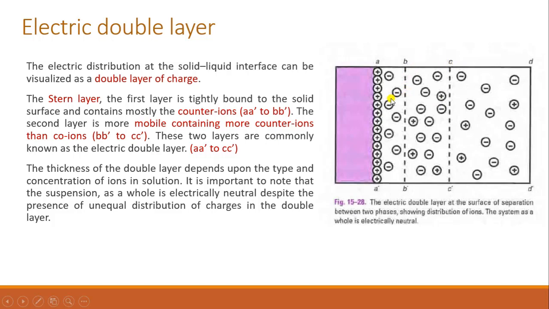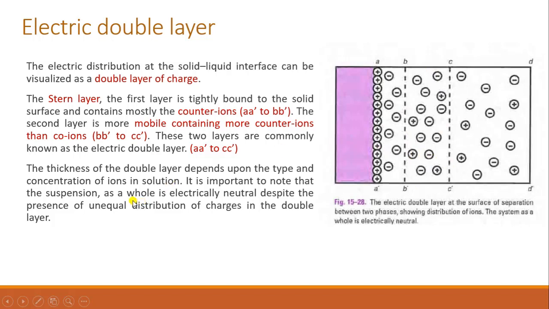So as I have explained, potential at BB dash is still positive because fewer anions are adsorbed in comparison to the cation adsorbed on the surface. Excess of anions are adsorbed in this region and fewer cations are adsorbed. So these two layers are commonly known as the electric double layer, that is from AA dash to CC dash. That's why it is called the diffuse double layer or electric double layer, because this region is diffusible in nature.